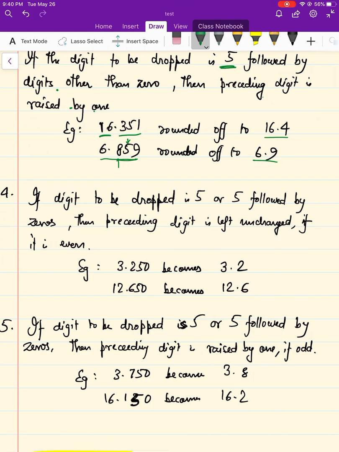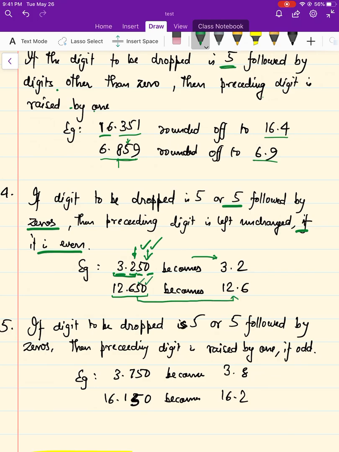The point number 4 is very interesting, because it says that, let's say if a digit is dropped by 5 and or 5 followed by zeros, so let's say there is a 0 after 5, and the preceding digit is left unchanged if it is even, right? So let's say if it's 3.250 and we see that 2 is even, so 5 is dropped, 0 is dropped, and the final result is just this 3.2, right? That's what we have. Again, let's say if our digit is 12.650, I'm sorry, in that case it becomes 12.6, right? 5 and 0 is dropped.